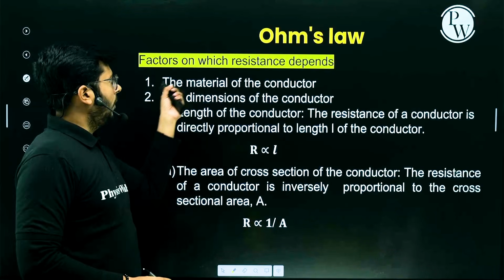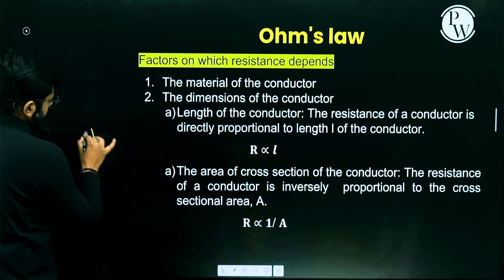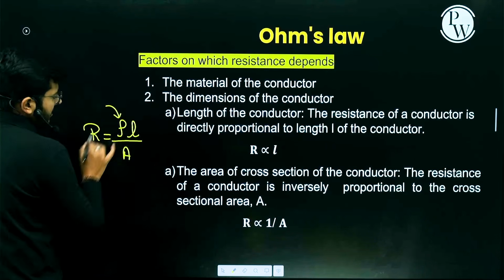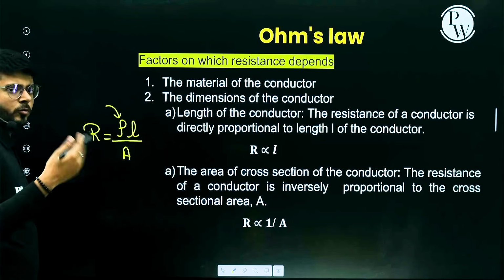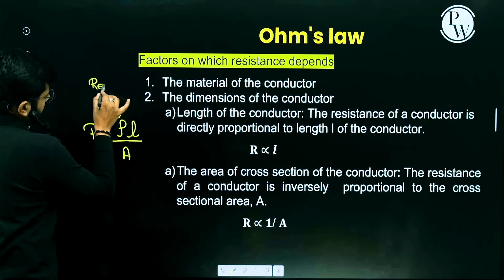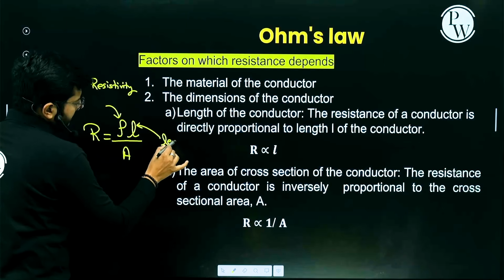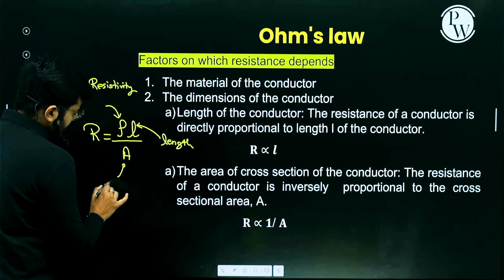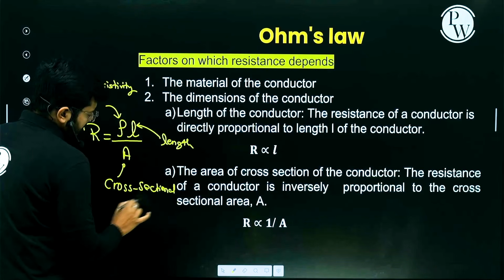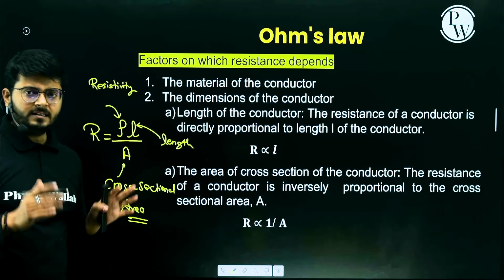Now, what are the factors on which the resistance depends? The resistance is basically rho L upon A, right? Rho is called the resistivity of the material. It depends on a few more things, and we will talk about that in an upcoming part. L is the length of the conductor, and A is the cross sectional area of the conductor. If you put them together, R is rho L upon A, this is what you are going to get, right?